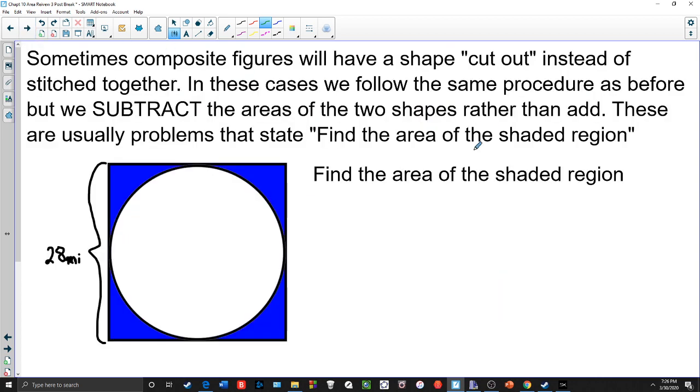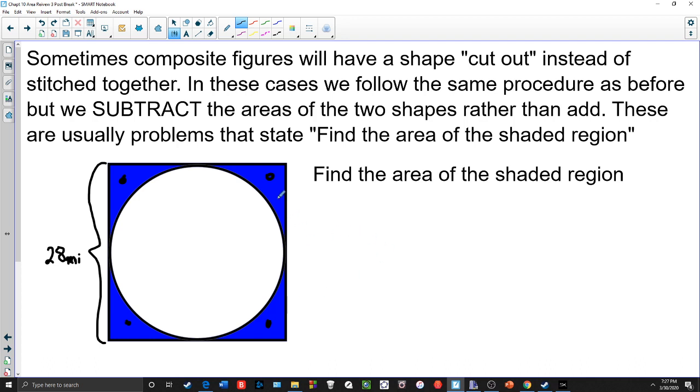The other thing with composite shapes is that you're not always going to add. If they ask you for the shaded region part of problems, that usually means you're going to subtract, not add. So in this case here, we have a circle that's kind of been cut out of a square, and it wants us to find out how much is left. So we have this region here, this region here. So it wants to find out the area of all these corners here. How big are those regions?